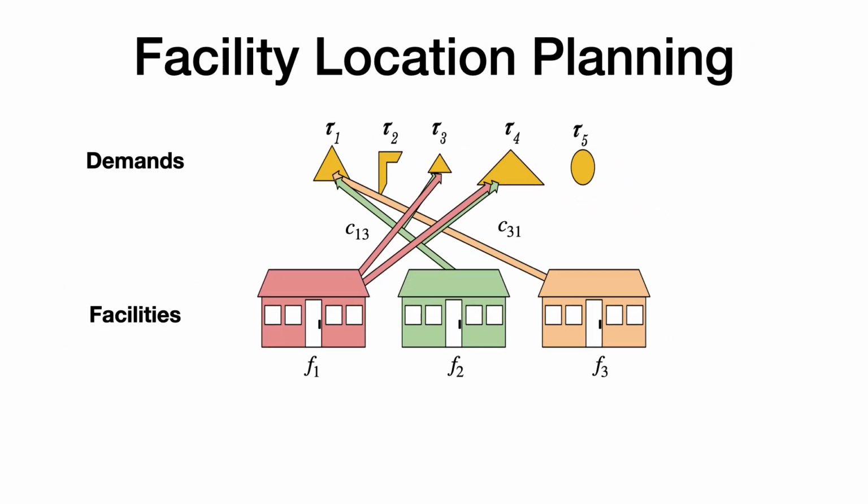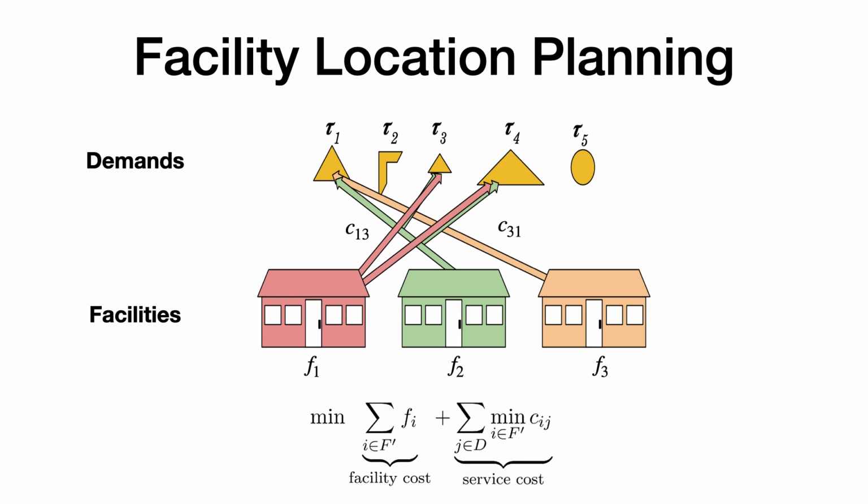The facility location problem requires a set of demands to be satisfied by opening facilities, where each facility incurs a cost. Once opened, a facility can satisfy demands by incurring additional service cost. The overall objective is to satisfy all demands while minimizing facility and service costs.